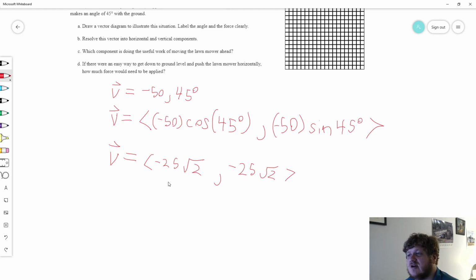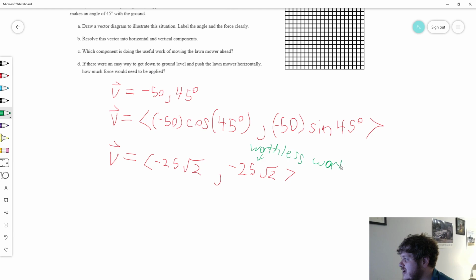Since we resolve this into components, if we think about which one's doing the useful work, well, we don't really want our lawnmower to be going into the ground. So in terms of vertical and horizontal, the vertical components are kind of worthless. We can just label it as such. Worthless. It's fine, they're numbers. They don't have self-esteem. So this one's worthless work.